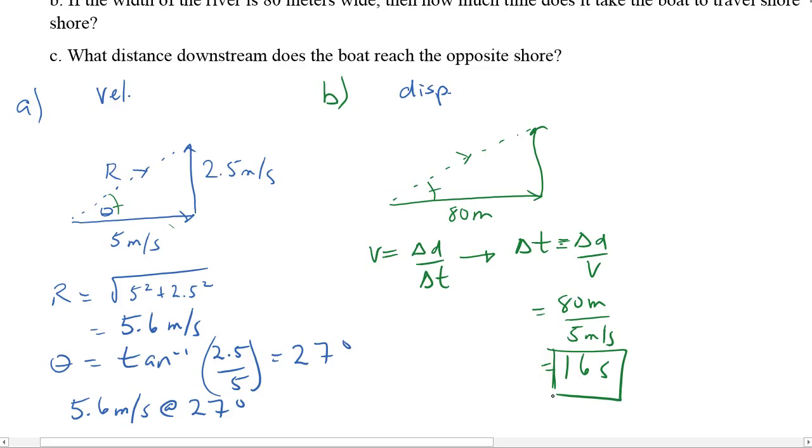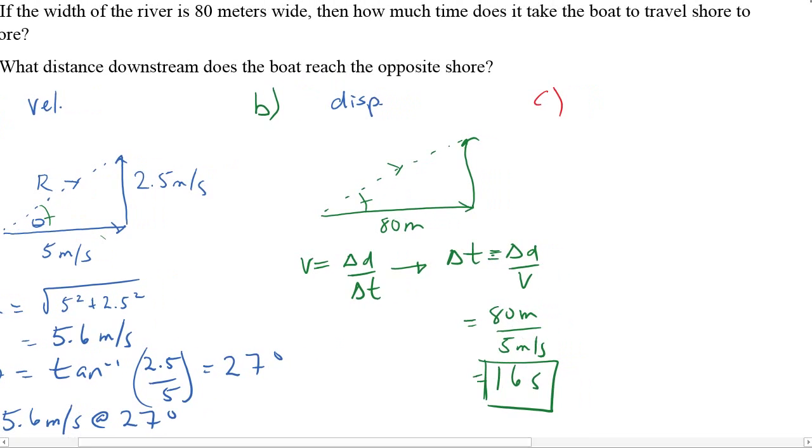The last question is part C. I think I'll switch to red for this last one. Part C is, what distance downstream does the boat reach the opposite shore? In other words, what is this here? We'll put an X there. What is X? Okay, well, if it takes 16 seconds to get across, it's going to be moving in this distance 16 seconds as well. So what I will do is I'll say, okay, this is the velocity with which it's going north. So how far it goes north would be that x over there.